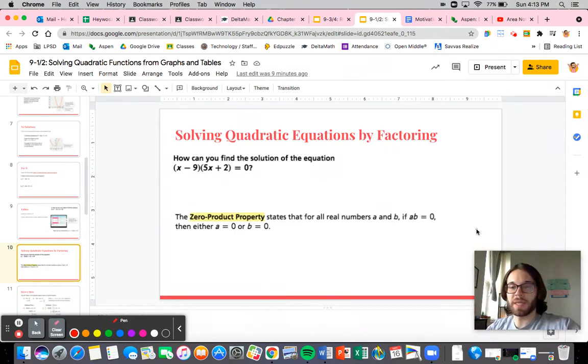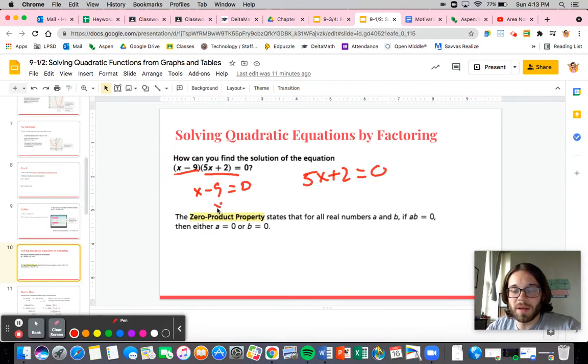So essentially, since this equals 0, either this is 0 or this is 0, or I guess both are 0, in which case it would be a lot less interesting. Granted, since both have x, they can't both be 0 at the same time. So how are we going to solve this? Since we know either this is 0 or this is 0, we'll just set them both equal to 0 and see when they would be 0. So x minus 9 equals 0, or 5x plus 2 equals 0.